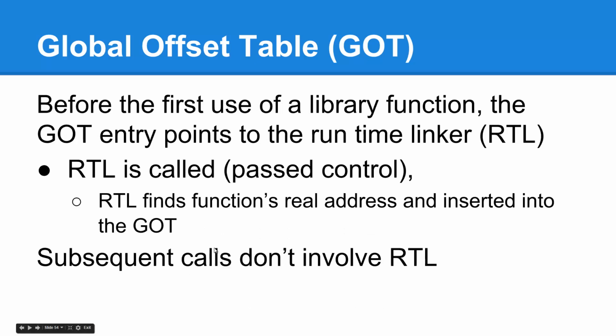Anyways, the function to load in the real address of the desired function in the library is called the runtime linker, and so this gets passed control. It finds the function's real address and inserts it into the GOT. And then the next time you call the function, it goes to the GOT, and the GOT points directly to the function, and it doesn't involve the runtime linker again.